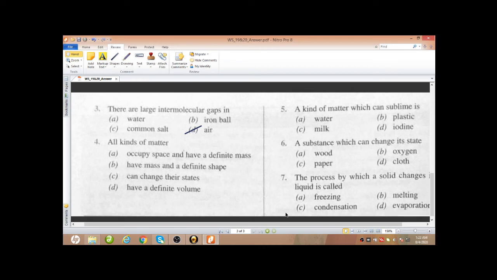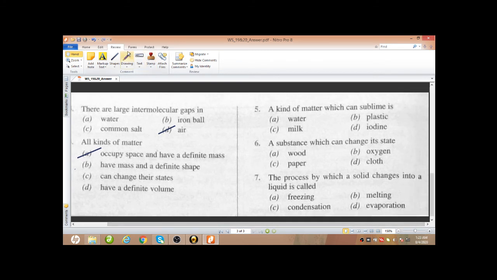Next, all kinds of matter occupy space and have a definite mass, and a definite shape. See number 2, all matter have mass, but they don't have definite shape. They can change their states. This is not true for all matter. All matter have a definite volume is also not true, because gaseous substances don't have definite volume. So only option A, occupy space and have a definite mass, will match with all kinds of matter. So this will be the correct answer.